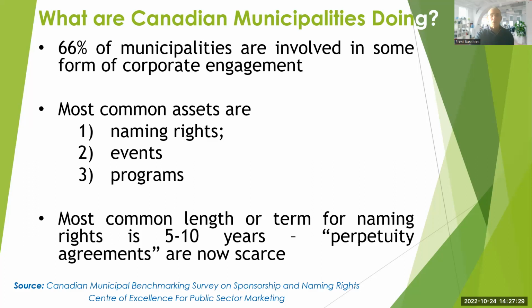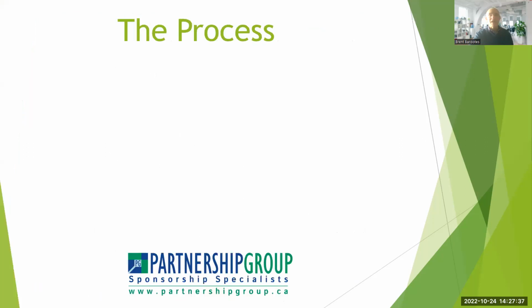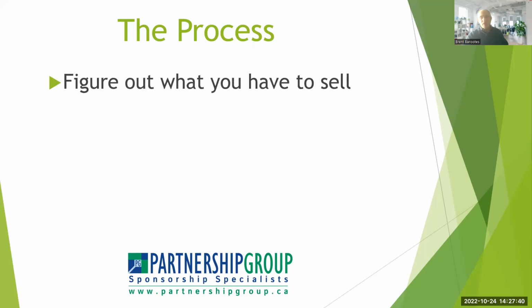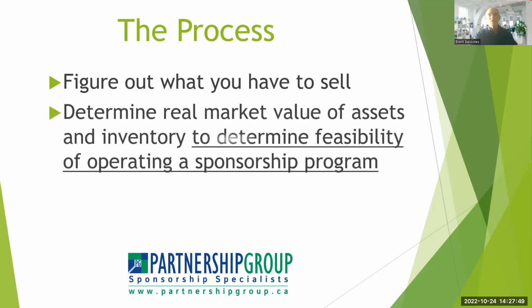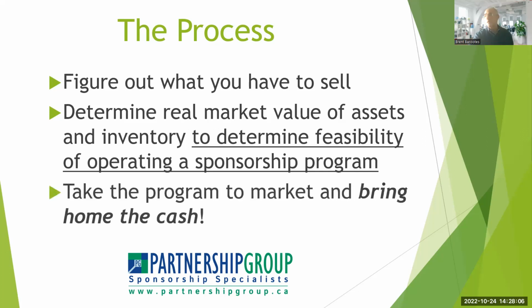The most common length or term for naming rights is 5 to 10 years, and that is actually coming down a little bit. Perpetuity agreements are now very scarce. So I thought I would lay out the process. If you're interested in getting into the sponsorship game, you need to figure out first and foremost what you have to sell. Then you need to determine the real market value of those assets and the inventory to determine the feasibility of operating a sponsorship program. If you're not going to make enough money, don't get in the game. So figure out what you have to sell, figure out what it's worth and how much money you can make, and then you can take the program to market and bring in the cash. I've oversimplified it, but those are the steps.